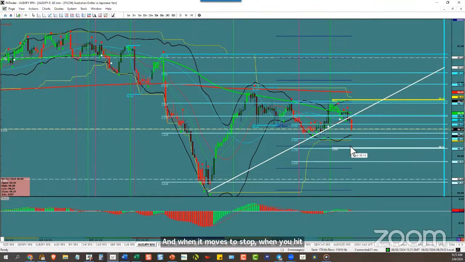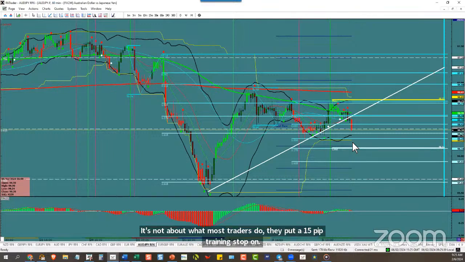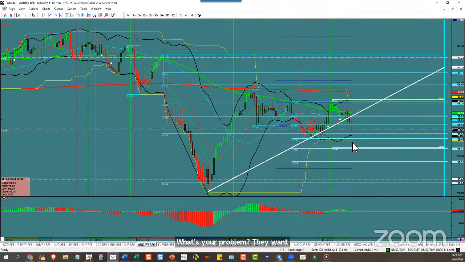See, what most traders do is they put a 15 pip trailing stop on. Well, what's their problem? They want 15 pips. They don't want 55. They don't want 105. They want 15. All right, so they have automatically set themselves up for failure.